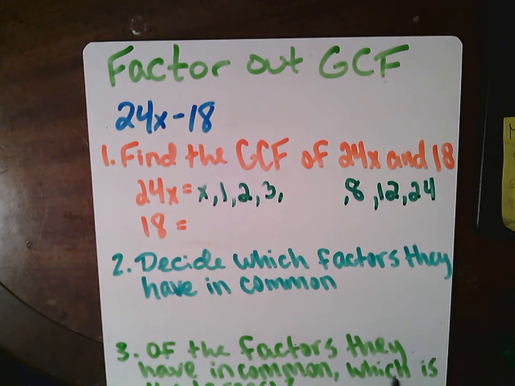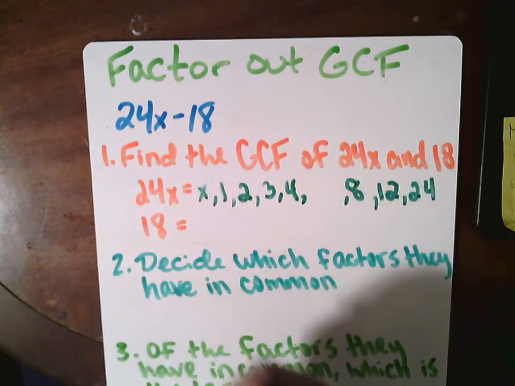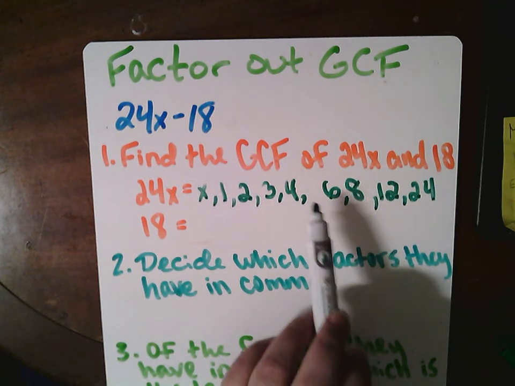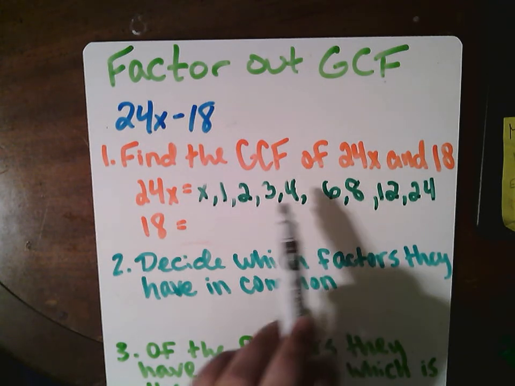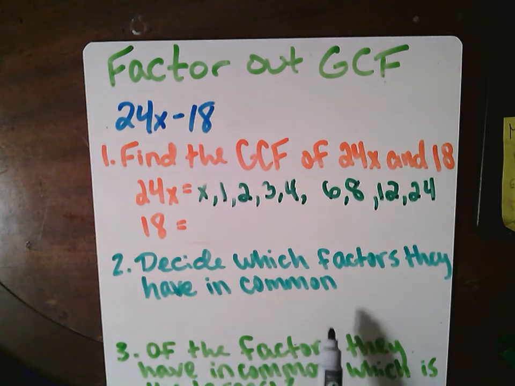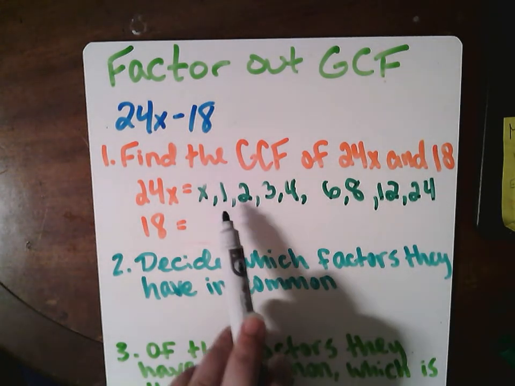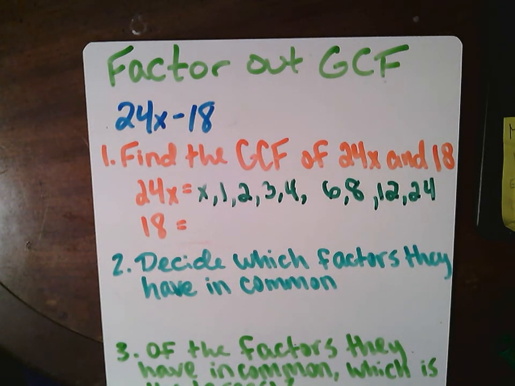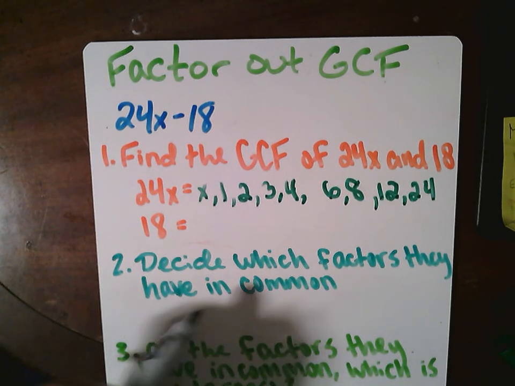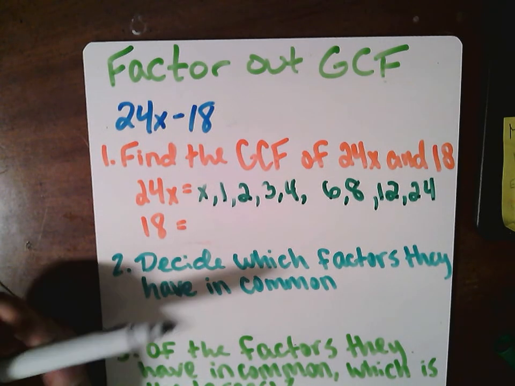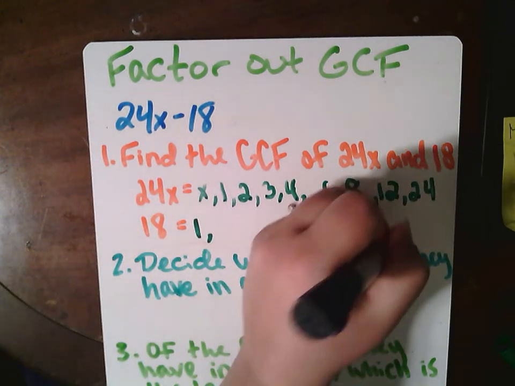Alrighty, after 3 comes 4. Can 4 go into 24? You betcha. So we have 4 times 6. The only number in between 4 and 6 is 5. 5 times 5 is 25, not 24, so I can't have 5 as a factor, and I'm all done. These are all my factors of 24: 1, 2, 3, 4, 6, 8, 12, 24. There are no other factors of 24. So I can move on to 18. And again, there's no x, so I won't have an x as a factor. So I'm going to start with 1. 1 times what? 18.